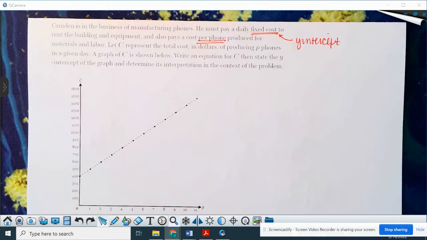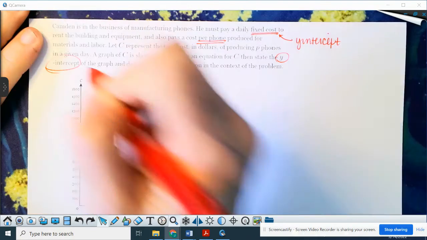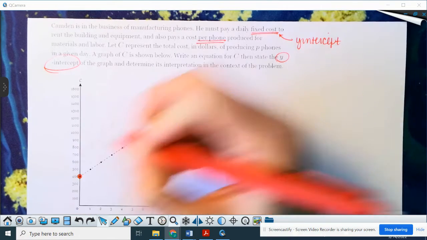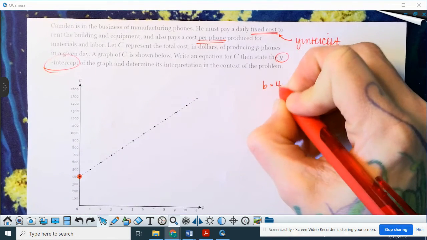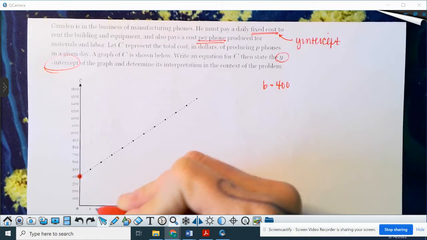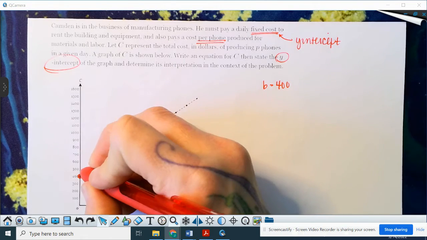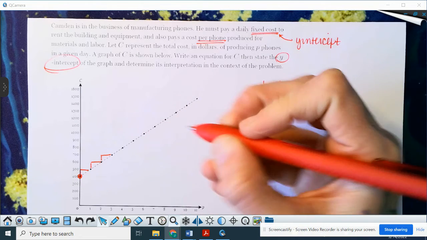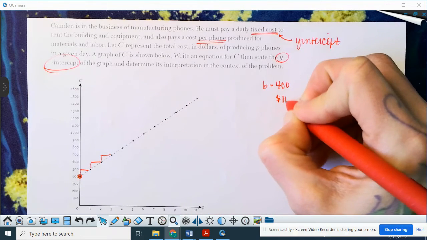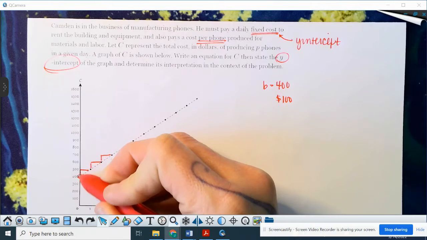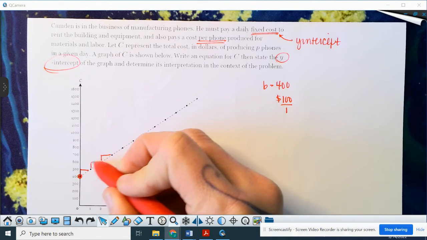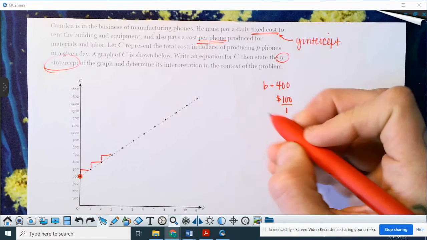Write an equation for C and then state the Y-intercept of the graph and determine its interpretation in the context. So Y-intercept is where it starts, so that's going to be 400. So our B is 400. And then for number of phones, if I go to my 1 phone, it looks like it goes up $100, up $100 for 1 phone. So it looks like each phone is $100. So up 100 over 1, because 400 to 500, even though it looks like 1 to 1, you're looking at how it's counted. So 100 over 1.